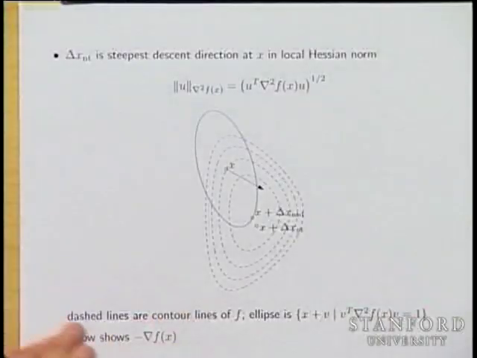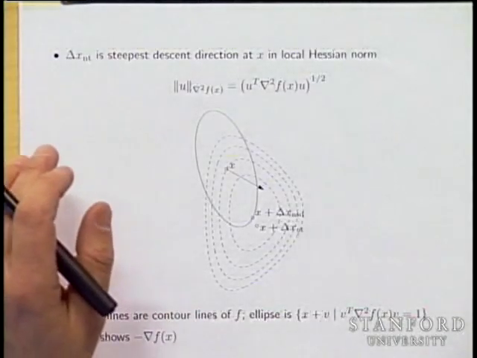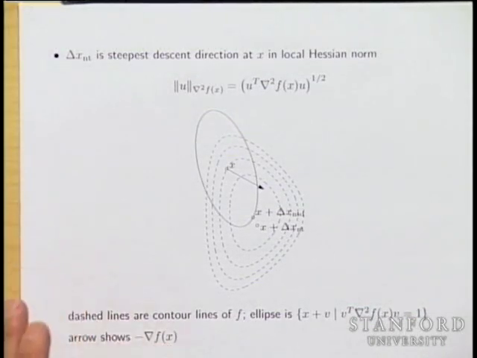So you can think of the third interpretation as this: the Newton step is the steepest descent direction in the local Hessian norm. That's the picture.